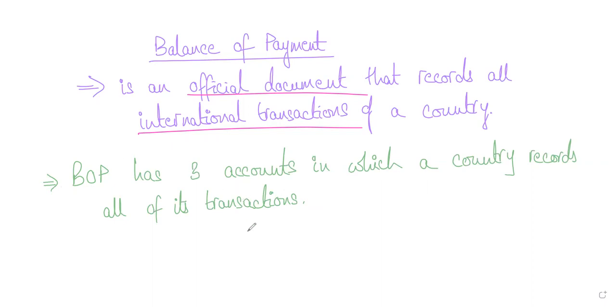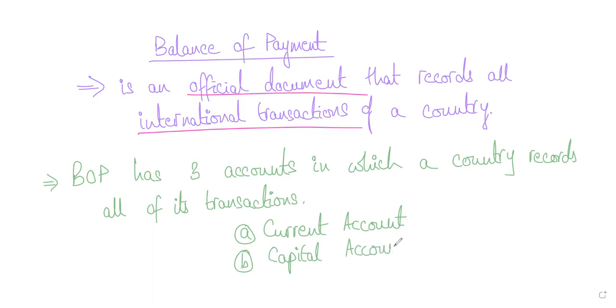Now, what are the 3 accounts? Let me list those one by one. The first one is known as current account. The second one is known as capital account. And the third one is known as financial account, right? So these are the 3 accounts in which all international transactions will be recorded. Students, are you following me or not? Are you following me? Right?